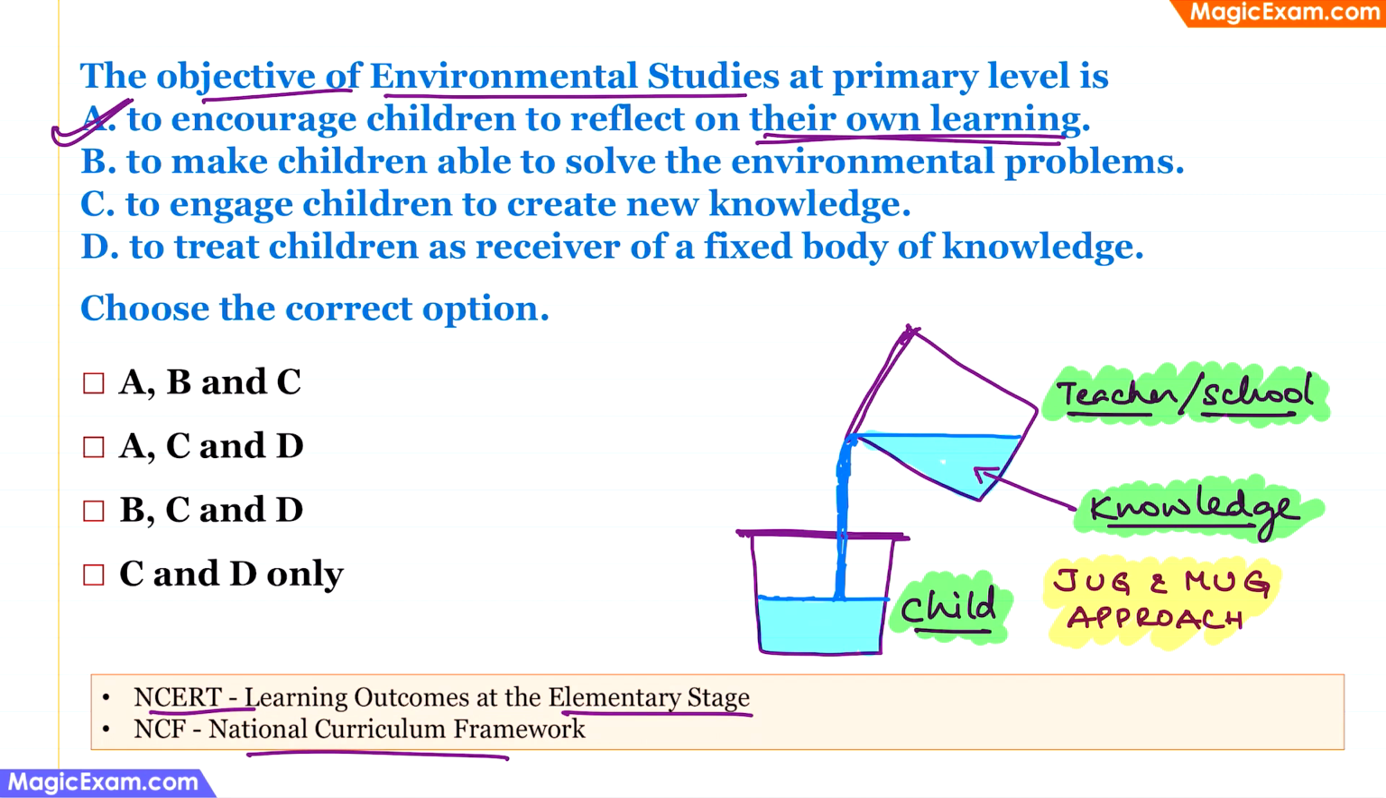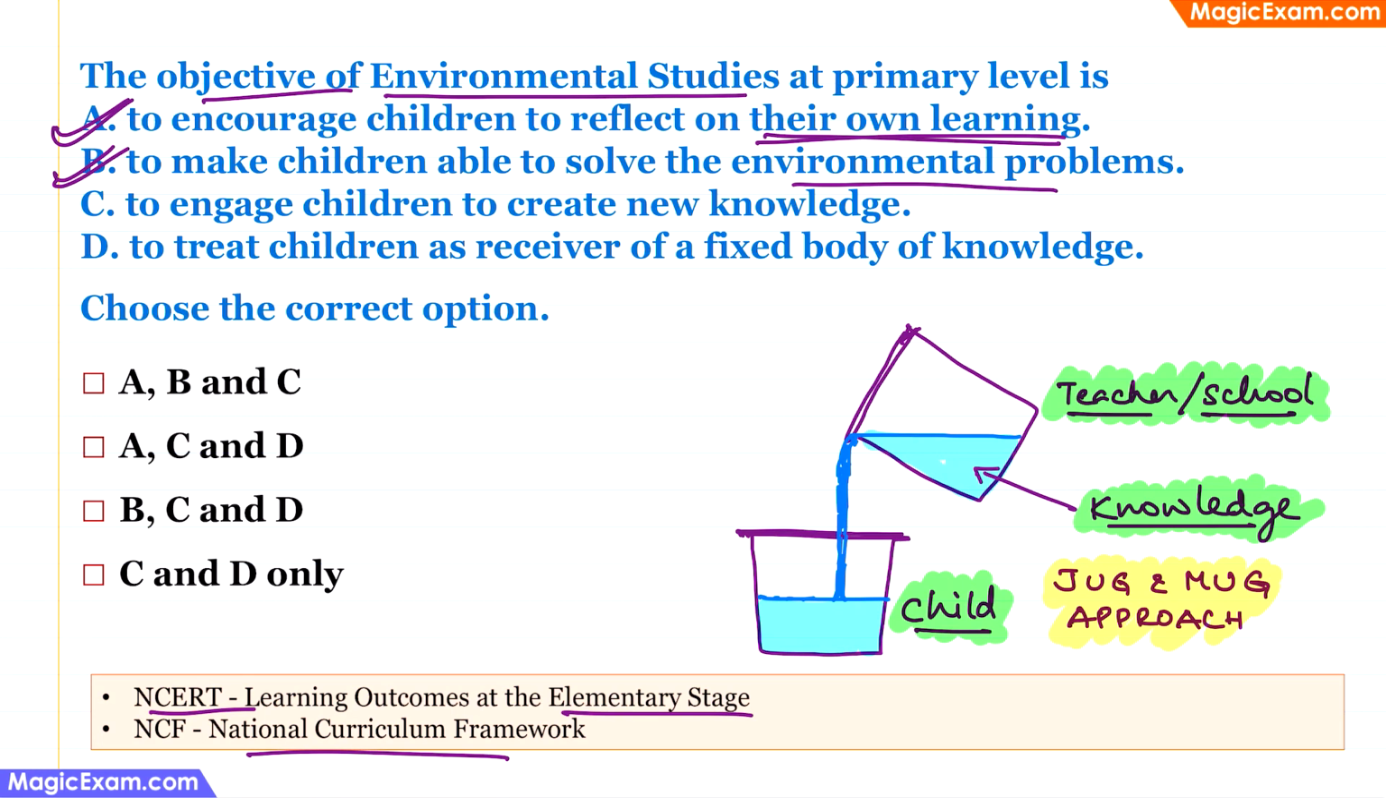Next, to make children be able to solve environmental problems. If you look at EVS syllabus, there are problems like pollution, wastage of things which are mentioned there. Therefore, statement B is also correct because by teaching children about pollution, by teaching them about how resources like water are wasted by the people around them, they can solve such problems at their own level. Therefore, B is also correct.